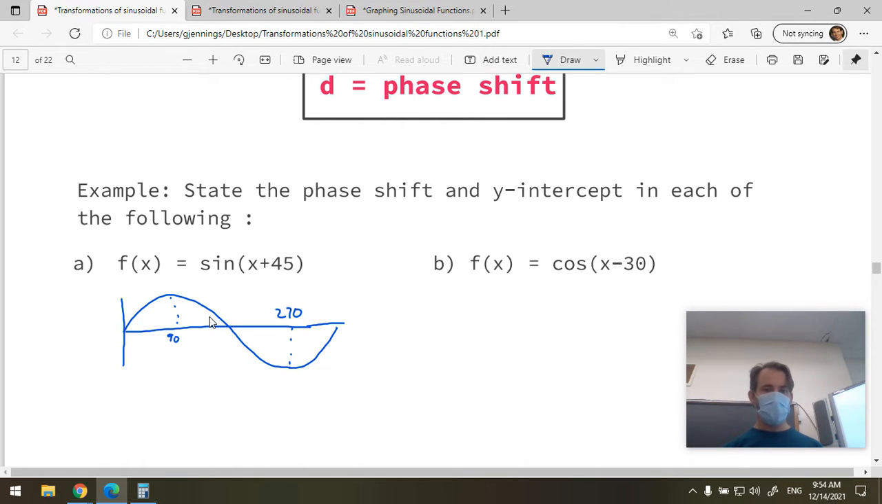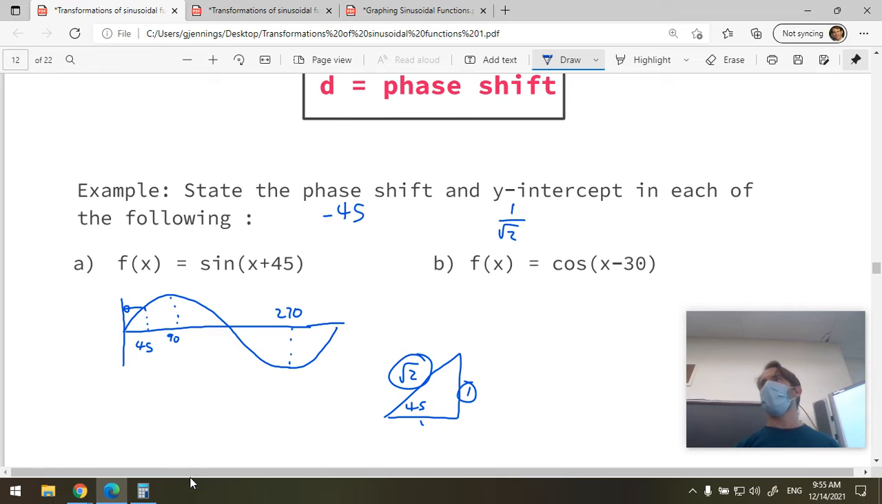So it's going to take this point that's over here at 45 and move that to be the new y-intercept there. Okay. So this is a phase shift of negative 45 because this is a weird sign flipper, and the y-intercept is going to be 1 over root 2. Why is that 1 over root 2? Because remember your sine for 45 degrees is opposite over hypotenuse, 45 degrees. Right?